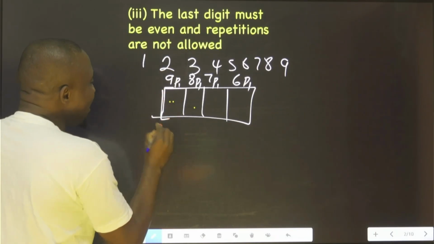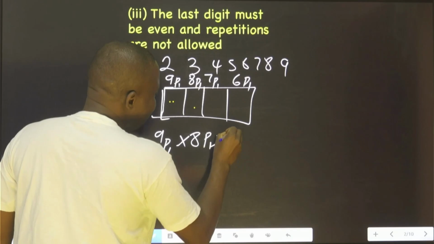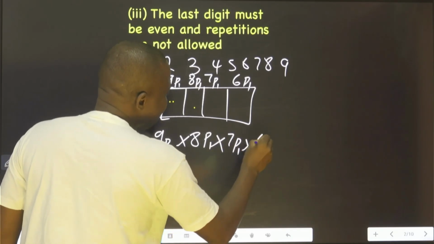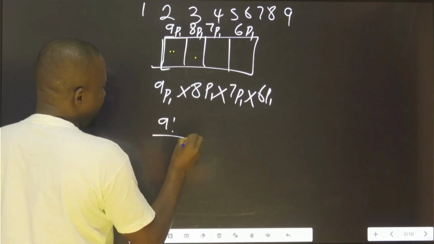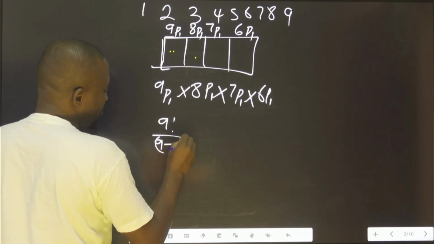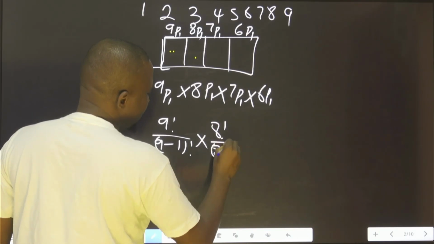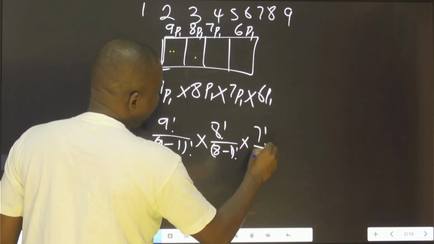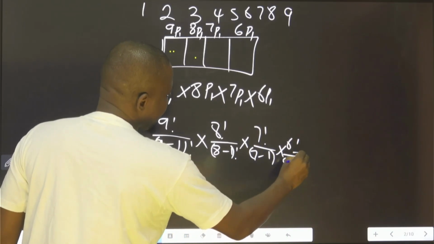So this one simply means 9 permutation 1 multiplied by 8 permutation 1 multiplied by 7 permutation 1 multiplied by 6 permutation 1. Okay? What is the meaning of this now? It means 9 factorial over 9 minus 1 factorial multiplied by 8 factorial over 8 minus 1 factorial multiplied by 7 factorial over 7 minus 1 factorial, 6 factorial over 6 minus 1 factorial.